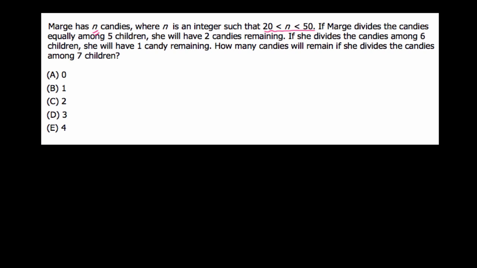Now if Marge divides the candies equally among 5 children, she would have 2 candies remaining. This is the first statement. The second statement says if she divides the candies among 6 children, she would have 1 candy remaining. That is the second statement, so I'm going to call that 2. The last one asks how many candies will remain if she divides the candies among 7 children.